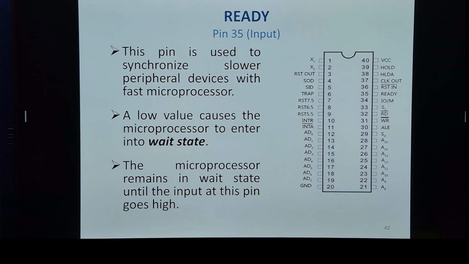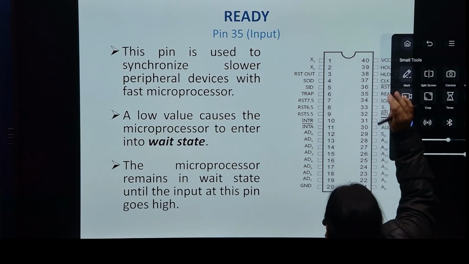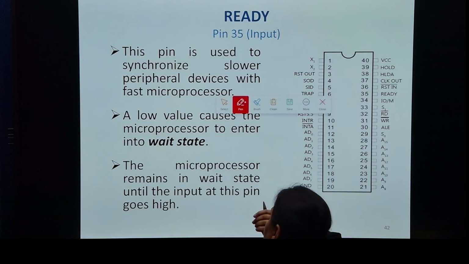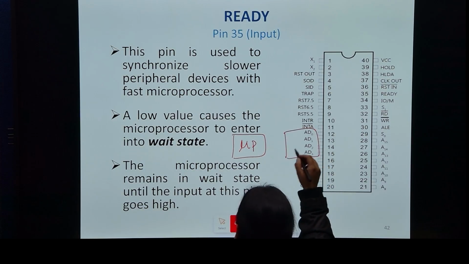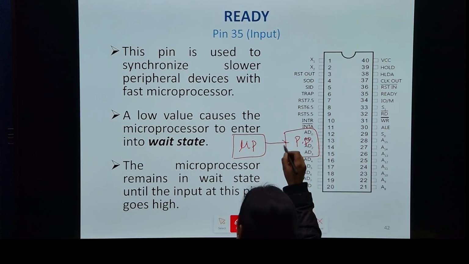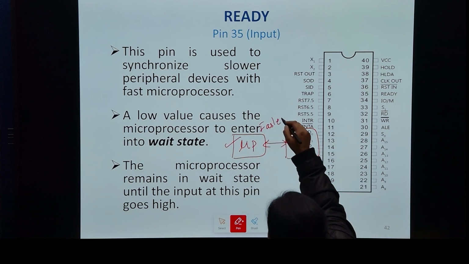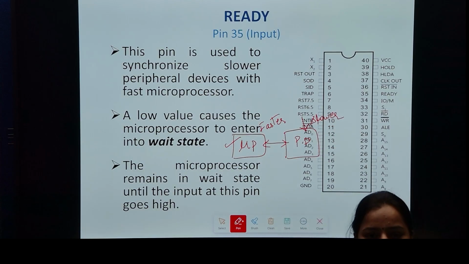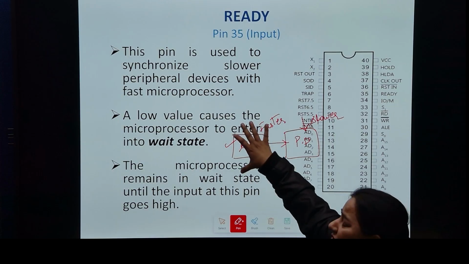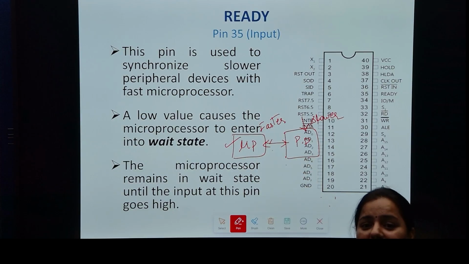Then is pin number 35. Pin number 35 is ready. What is the ready signal used for? As we know, we are connecting the peripheral devices with the microprocessor. The speed of the microprocessor is faster, and the speed of the peripheral device is slower. So whenever we have to transfer the data, it is not possible for a faster microprocessor to transfer the data with a slower peripheral device. The chances are the data may get omitted.